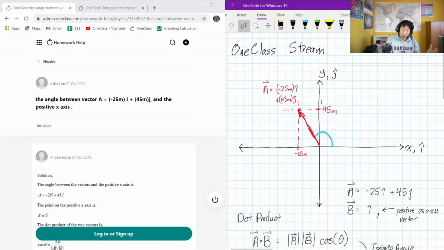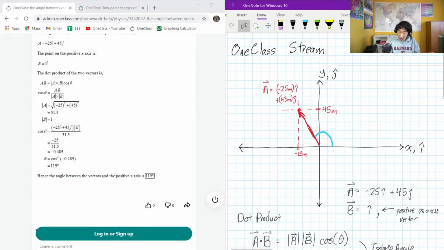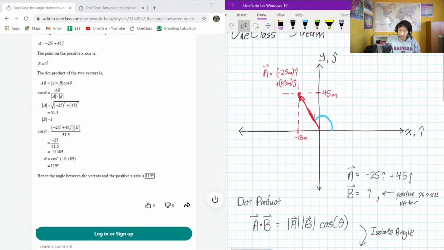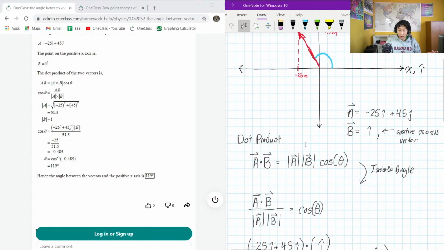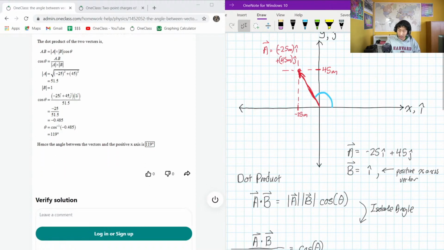So the number feels reasonable. It looks reasonable visually. We got to have the right answer. So hopefully we came to the same conclusion here. 119 degrees. That's beautiful. Cool. And that's the angle that it makes with the positive x-axis. That's precisely it. Okay, so that's the dot product for you. Dot product is very, very useful when you want to find the angle between multiple vectors. Okay, so yeah, this is good.